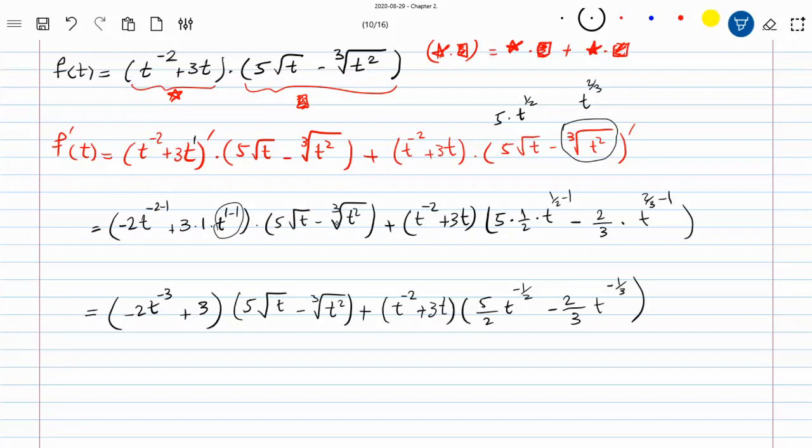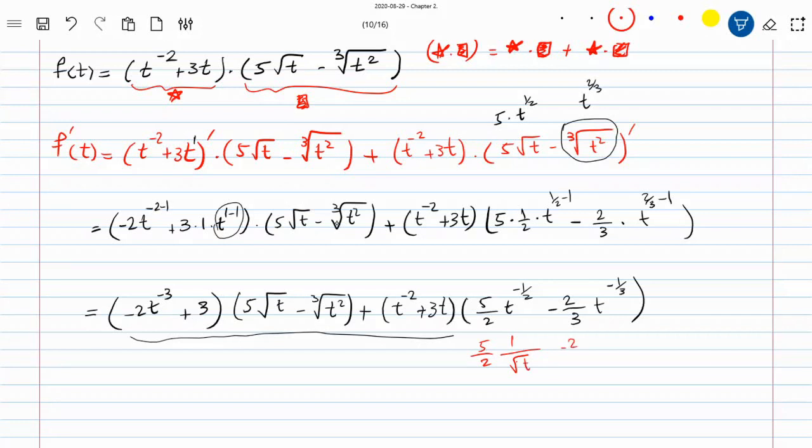Okay, everything else should stay the same. You can cancel out, maybe you can rewrite these in terms of square roots or something. 5/2 t to the negative 1/2, you can write this as 1 divided by t to the positive 1/2, which is the same as square root of t.